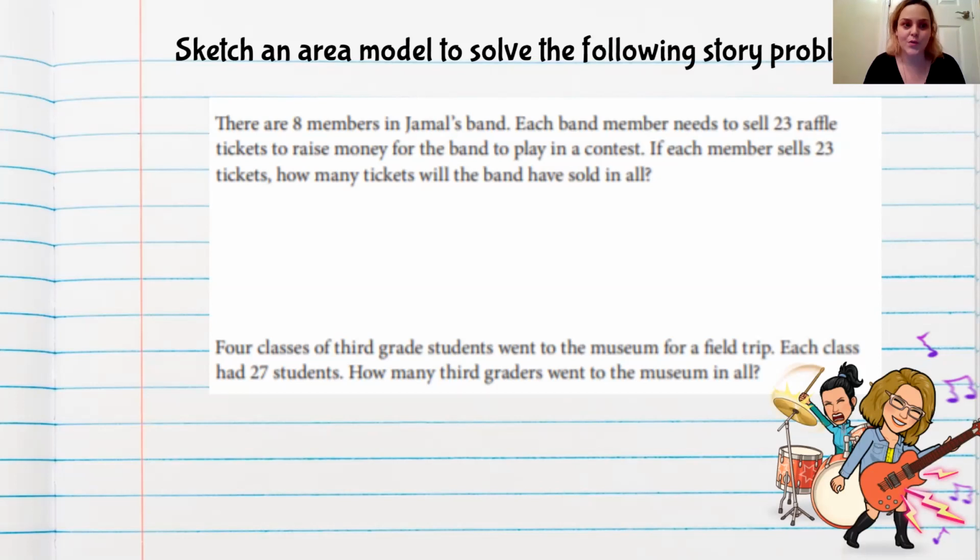Okay, so I'm gonna read it one more time. So there are 8 members in Jamal's band. Each band member needs to sell 23 tickets to raise money for the band to play in a contest. If each member sells 23 tickets, how many tickets will the band have sold in all?